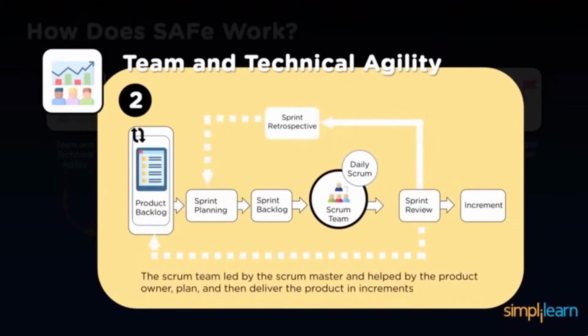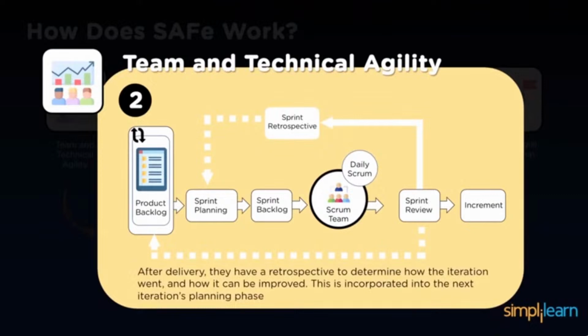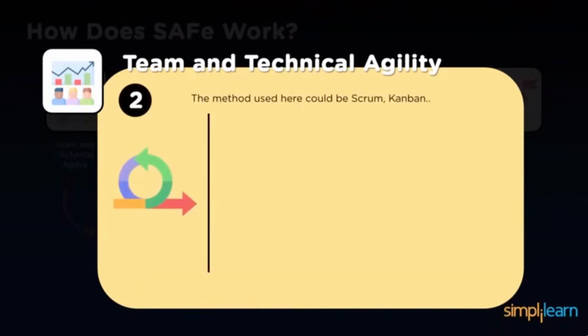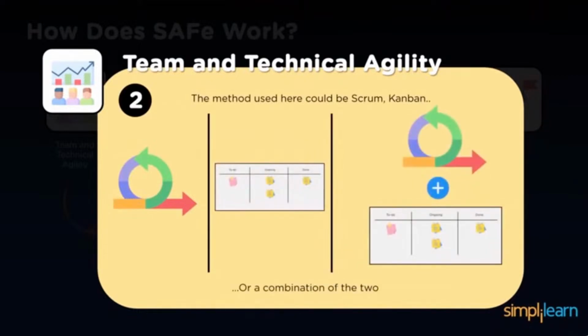Then the Scrum team, led by the Scrum Master and supported by the product owner, plans and then delivers the product in increments. Further, after delivery, they have a retrospective to determine how the iteration went and how it can be improved. This is incorporated into the next iteration's planning phase. So the method used here could be Scrum or Kanban. Both are popular, and a combination of them can be used. Scrum helps in ensuring that things move in iterations and everything is visible and delivered, whereas Kanban supports making it more visible and able to be managed better.